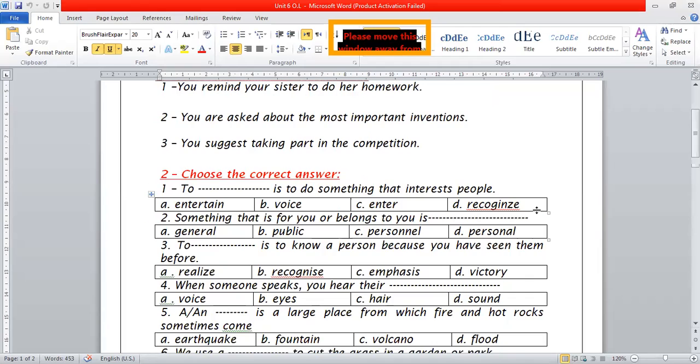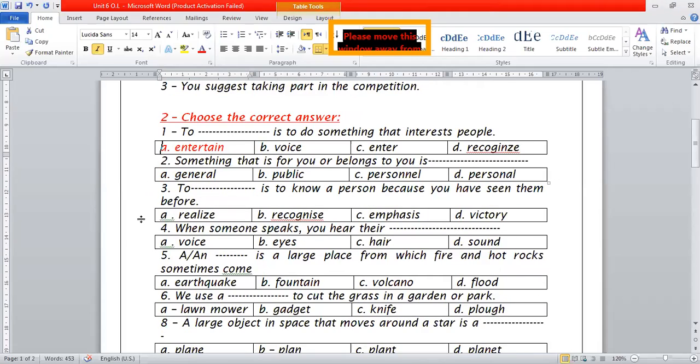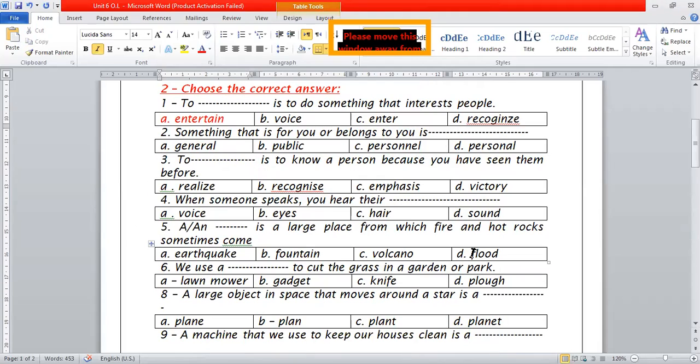Who can answer the first one? Number 1, to do something that interests people. Yes, Raqya? A. Very good. To entertain. It means to amuse. It's called entertain. Very good, Raqya. Number 2. Yes, Habiba? It will be personal, Mister. Very good. Personal. Yes, very good.